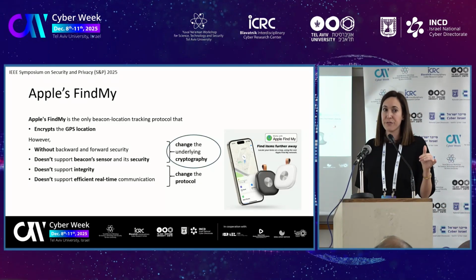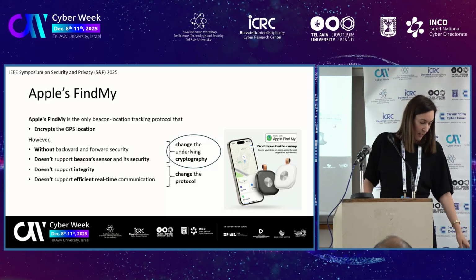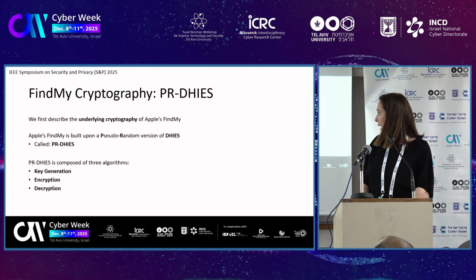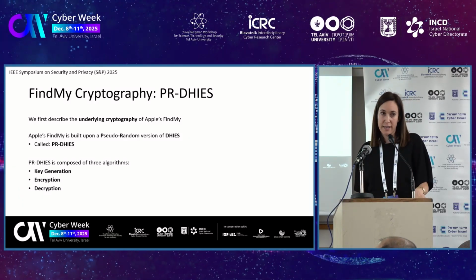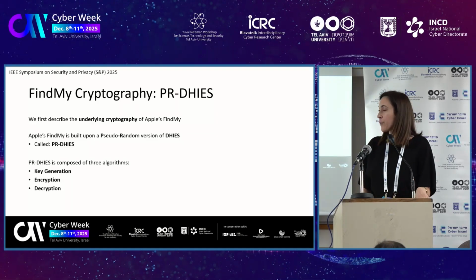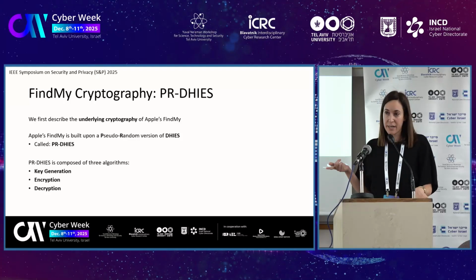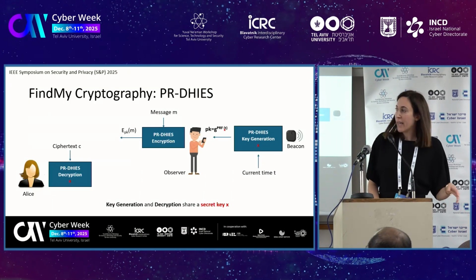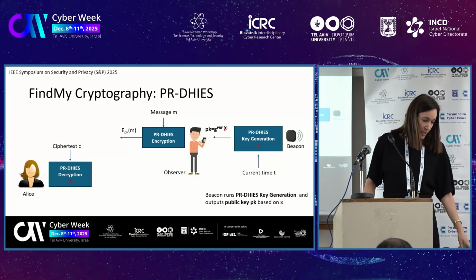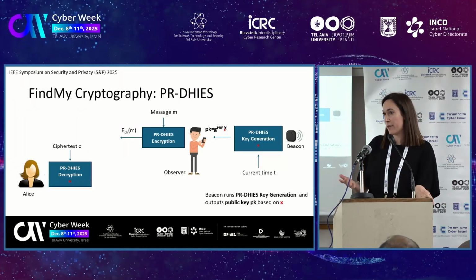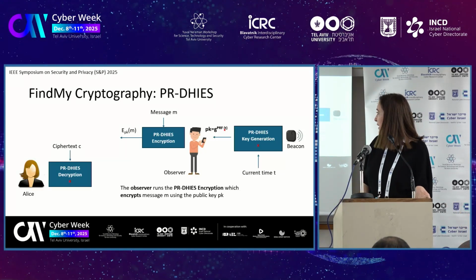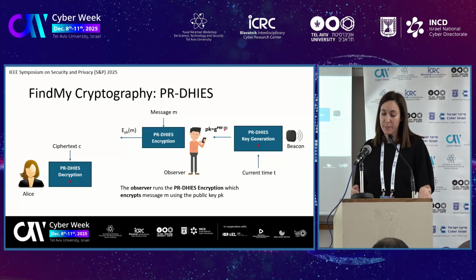To this end, we're first going to show the existing underlying cryptography in Apple Find My. Apple Find My is built upon a pseudo-random version of DHIES, which we call PRDHIES. This PRDHIES is composed of three algorithms: key generation, encryption, and decryption. The key generation and the decryption share a secret key X, and then the key generation uses this X in order to create public keys, and then the observer is going to use the encryption, and he's going to encrypt its message using this public key.